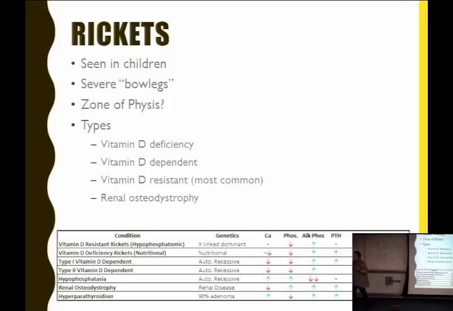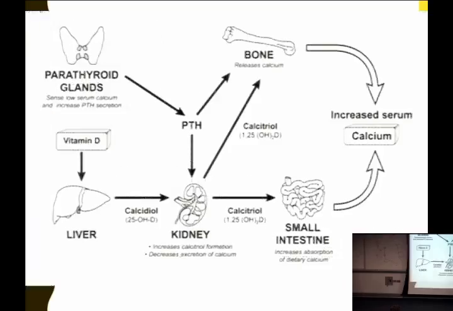So just so we're clear on those two, if the question came up, resistant is most common in the US, and deficient is most common in more non-nourished countries. Okay.